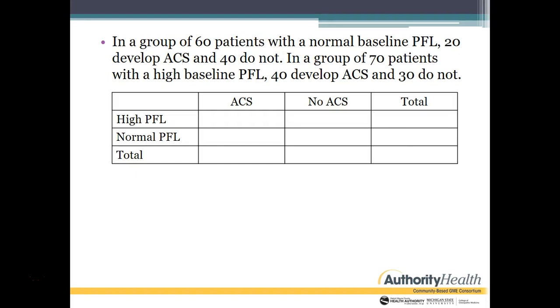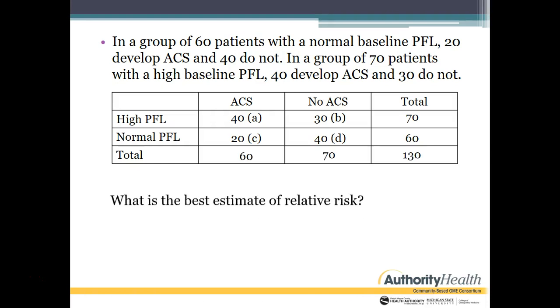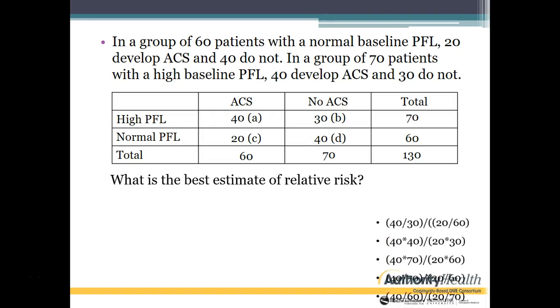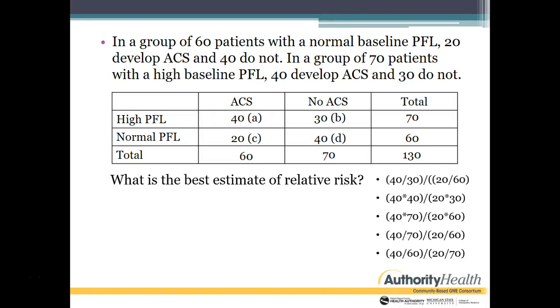So, in a group of 60 patients with a normal baseline PFL, and you guys obviously see what's going on here in this table, out of those 60, 20 develop ACS and 40 do not. Then, in a group of 70 patients with a high baseline PFL, 40 develop ACS and 30 do not. So it's just a matter of plugging and chugging into these charts. And then I just do the math from there. So what's the best estimate of relative risk? And here are the choices they give us.